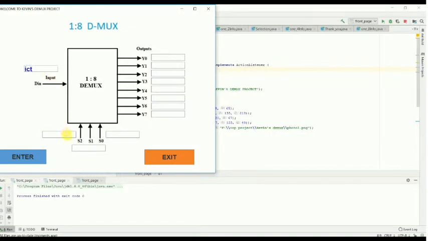So at last, I will show you the 1 cross 16 demux. In every demultiplexer, the logic is the same, but it becomes bigger and biggest in the 1 cross 16 demux.